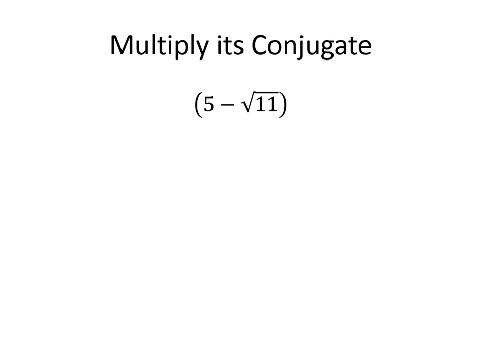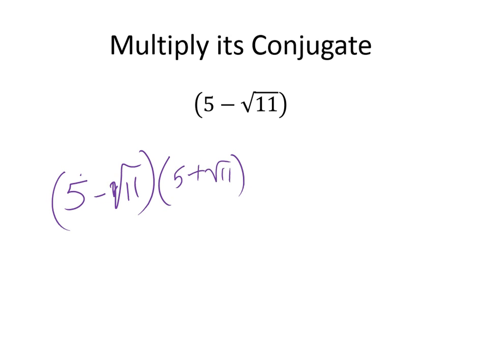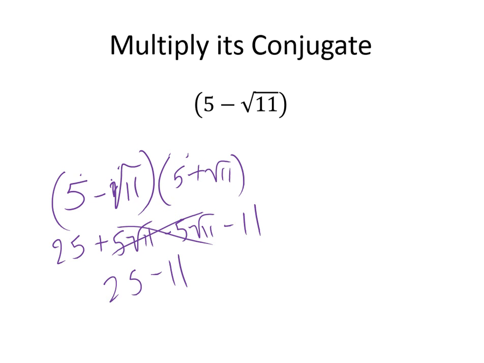So what would be the conjugate of this one? The conjugate of 5 minus root 11 would be 5 plus square root 11. Now we multiply 5 times 5, 25. 5 times square root 11 would be 5 root 11. Negative root 11 times 5 would be a negative 5 root 11. Negative root 11 times root 11 would be a negative 11. Now we combine like terms. These disappear, leaving us with just 25 minus 11, which is 14. And that would be our answer. So see, that's what the conjugate does. It gets rid of our radicals for us.